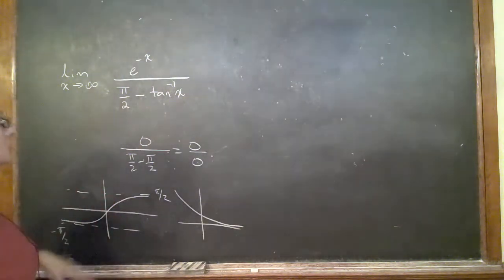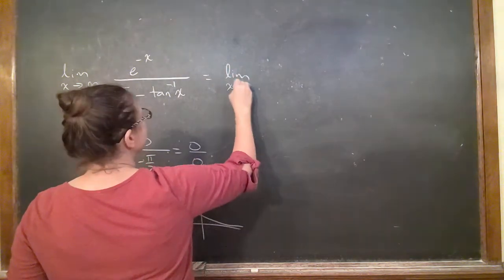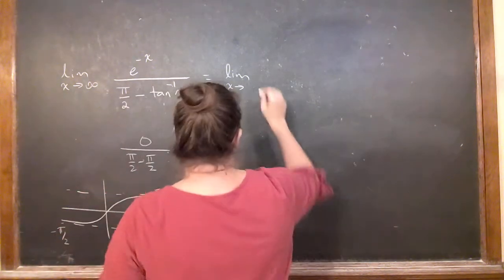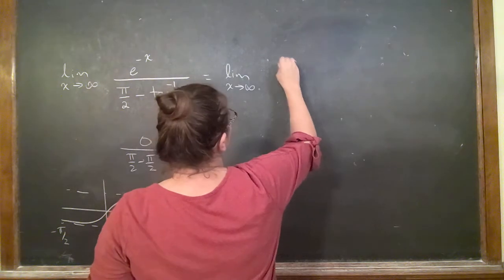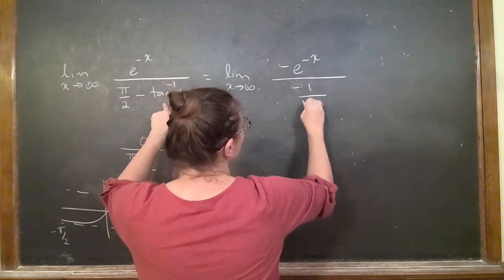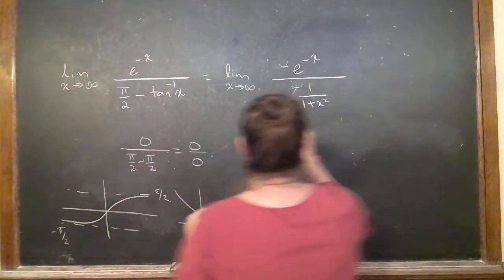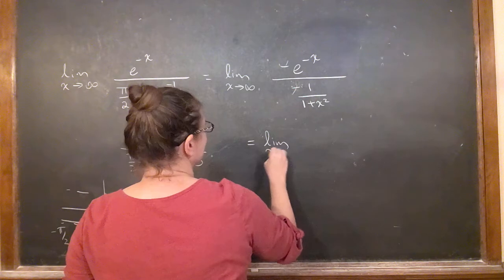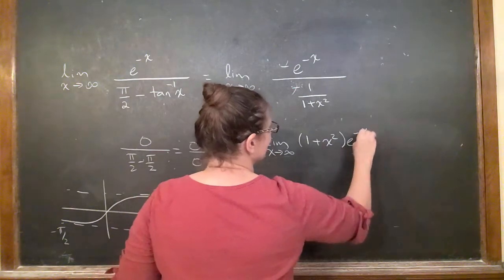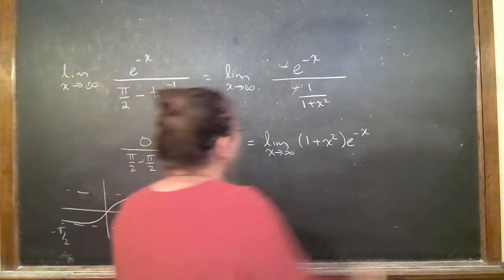So this is, in fact, a 0 over 0 situation. Okay? So now I know I can use L'Hopital's rule. Let's see what we get. Oh, phooey. No, okay, it's okay. I did think it wasn't that hard, and I'm like, what? Okay, so this is going to be minus 1 over 1 plus x squared, right? So let's clean this up. These minuses cancel. What do I have? I have the limit as x goes to infinity of 1 plus x squared times e to the negative x. Yeah, that's not good.